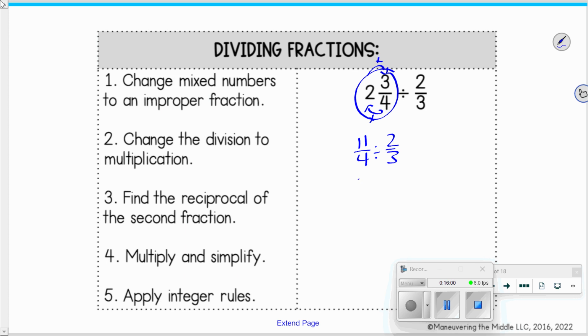So I'm going to keep the first number like it is. I'm going to change it to multiplication. I'm going to flip my second number. Then I just do that math just like it's multiplying fractions. So 11 times 3 gives me 33. 4 times 2 gives me 8. For simplifying, 8 goes into 33 4 times with 1 left over. Compare my integers. They're both positive, so my answer is positive. They love each other.